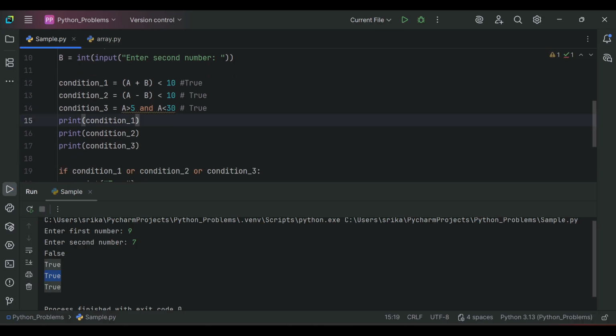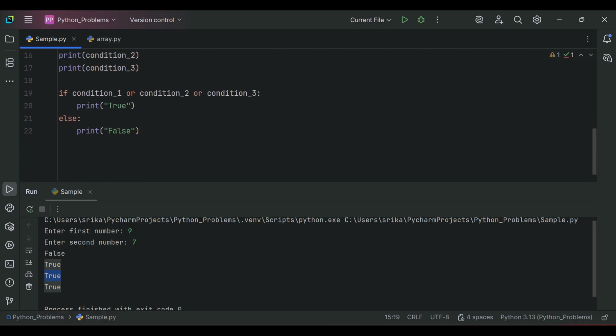But finally what he is asking is the output of condition 1 or condition 2 or condition 3. That means if any one condition becomes true, the output should print true. Here the second and third conditions are true. That's why the output is also true. Here output true is printed. That's it guys.